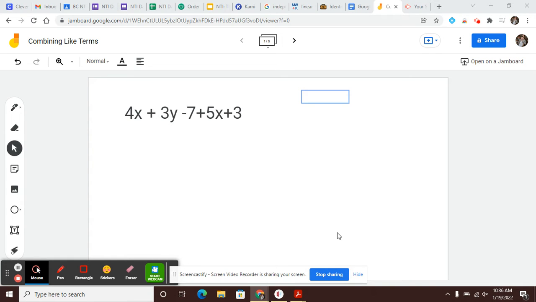All right, so we're going to go ahead and talk about combining like terms. And before we do that, let's talk about what a term is. A term is the smallest part of an equation. It is going to be separated by plus and minus signs.